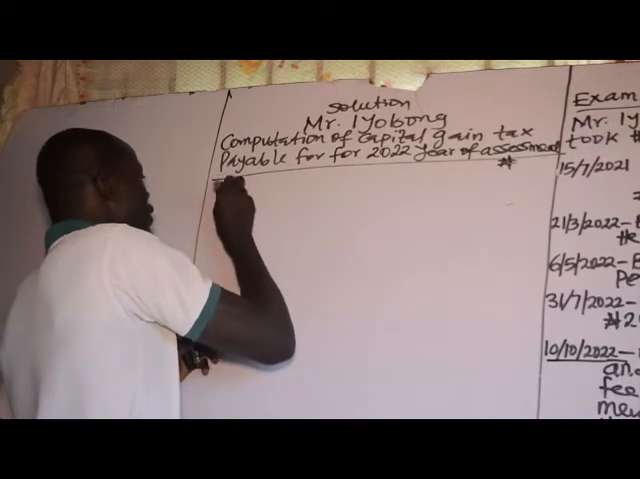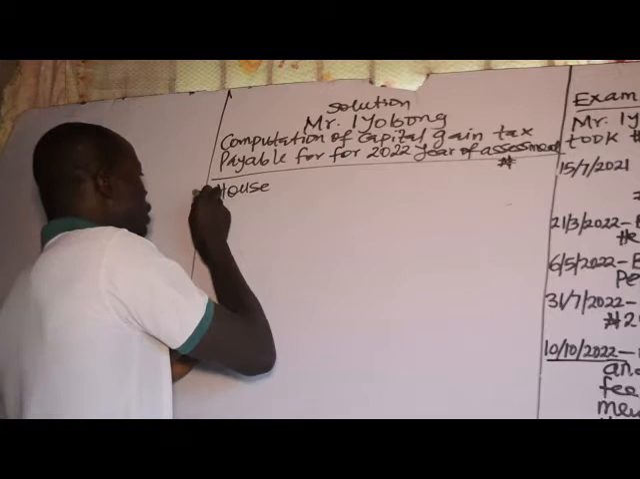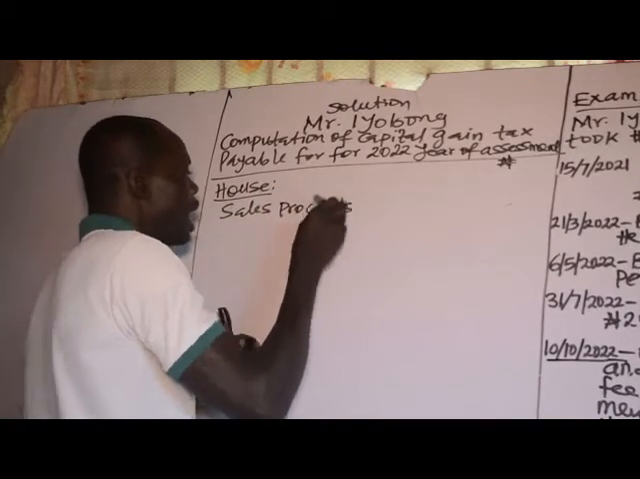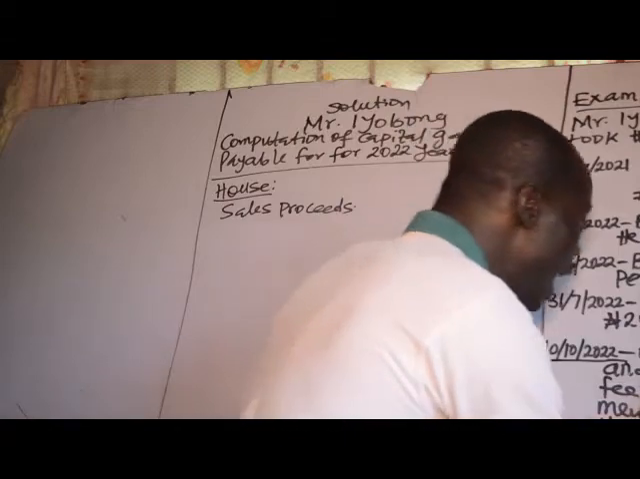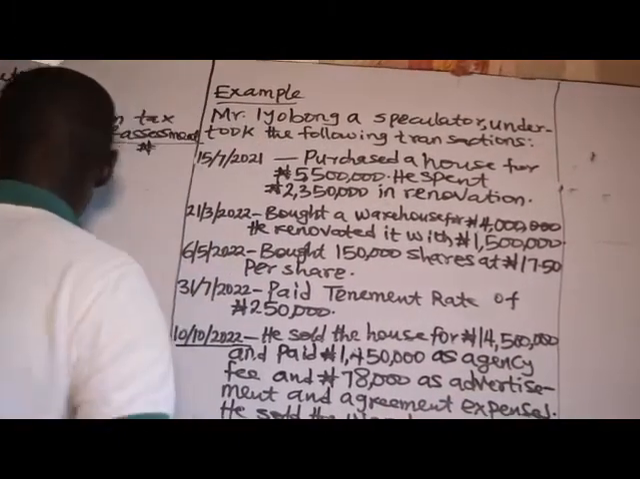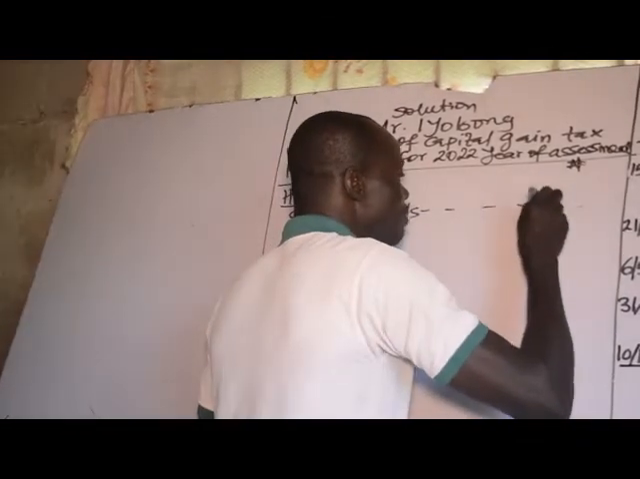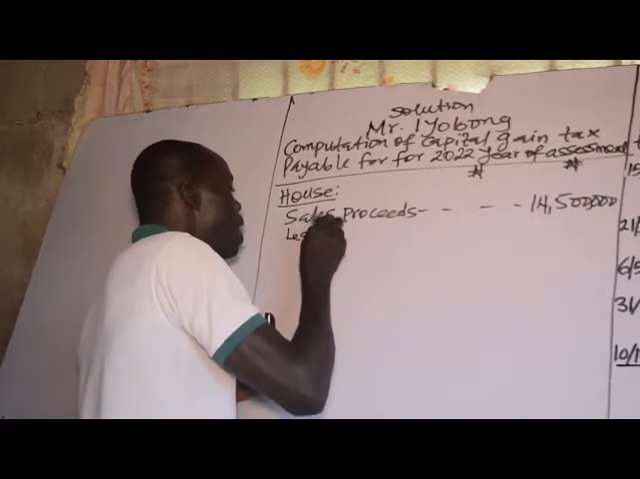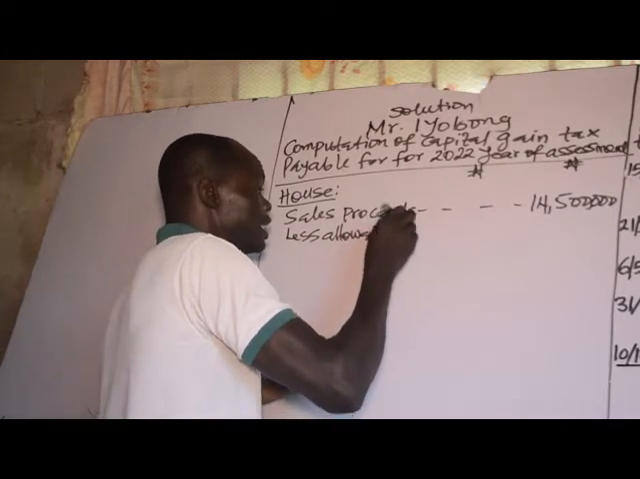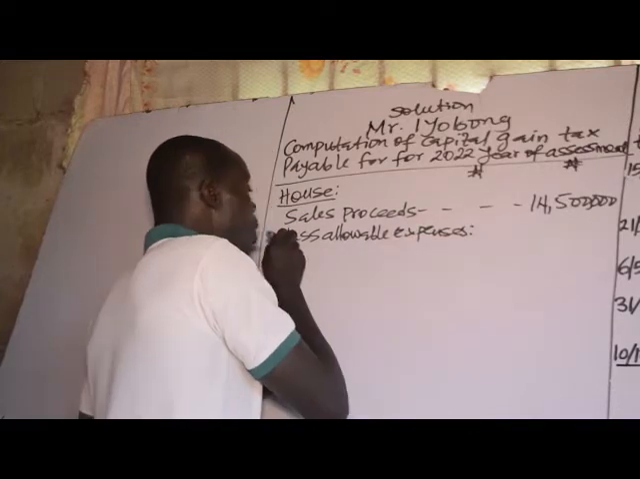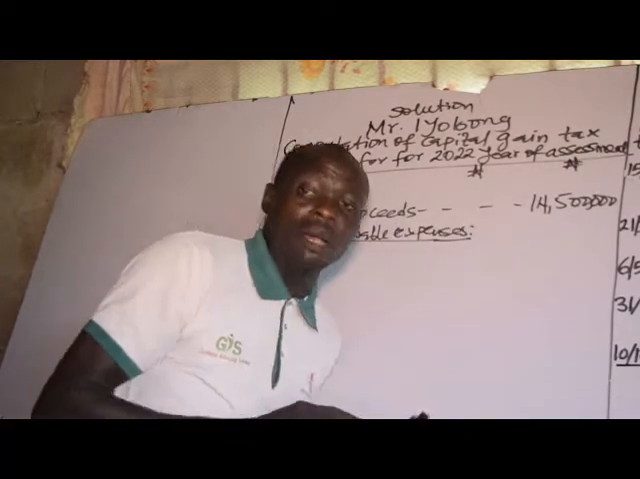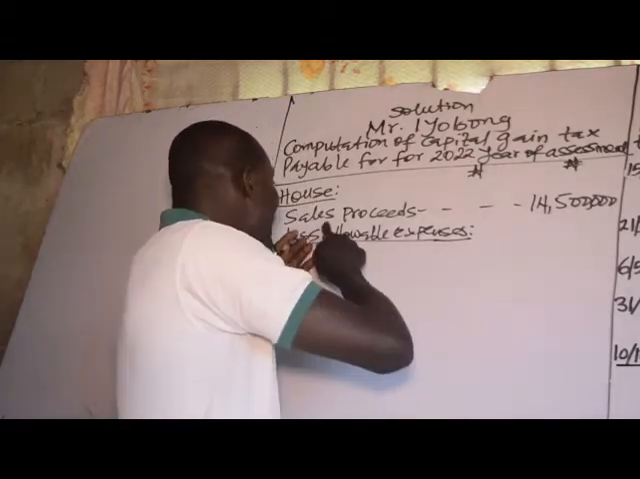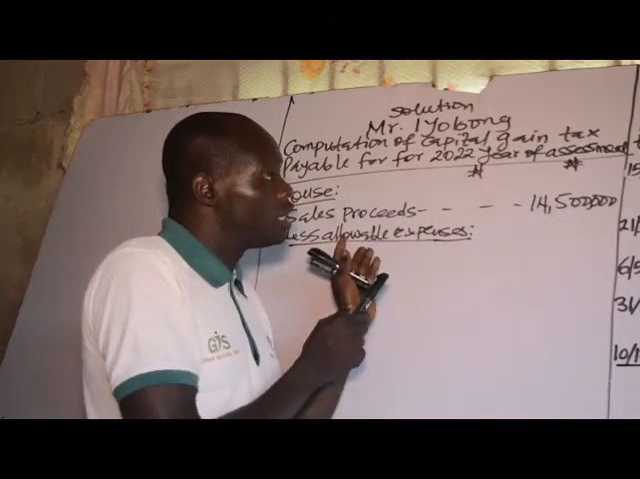The first chargeable asset sold is the house. Now we have the sales proceeds. How much is the sales proceeds of the house? He sold the house for 14.5 million. The proceed is 14.5 million naira. Less allowable expenses. The expenses incurred in connection with the sale of the chargeable asset. Those expenses that are allowable are those incurred in connection with the sale of the chargeable asset.